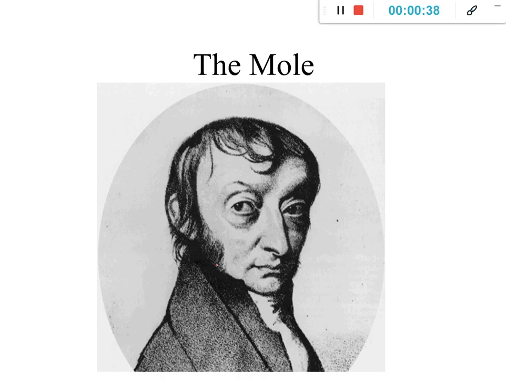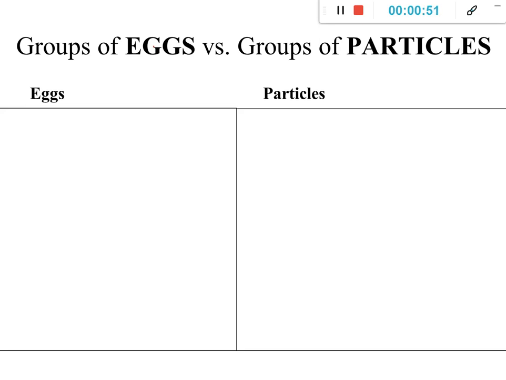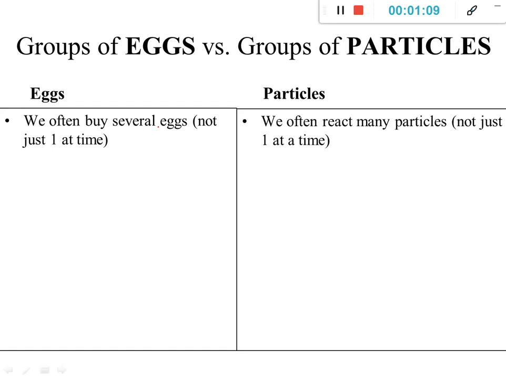Avogadro, this fellow here, came up with the idea of grouping these particles into a particularly sized group, and that is where we got the idea of the mole from. As an analogy, let's look at eggs versus particles. So eggs, chicken eggs, we use them to do different things. We buy several of them at a time. We tend not to buy one egg at a time. We tend to use a number of them at a given time, so we tend to buy groups of them. And the group that we have decided on for eggs is a dozen.